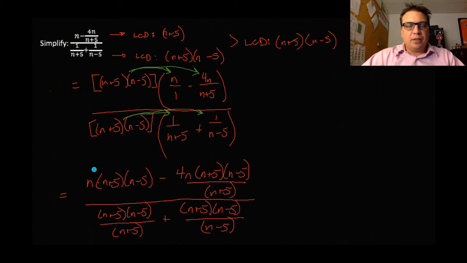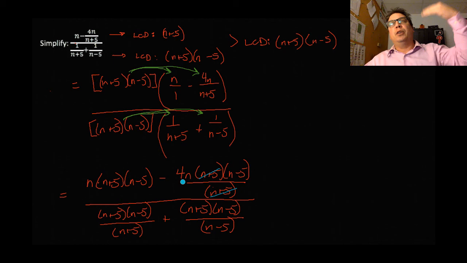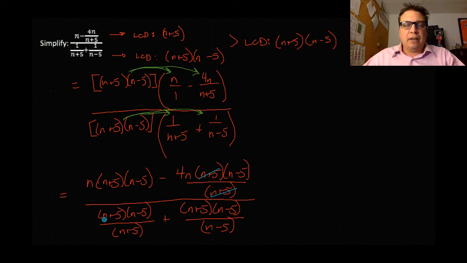So here, there's no common factor, numerator, denominator. But here, you can see that we have an n plus 5 and an n plus 5, which then means I no longer have a denominator in the numerator. Down here, I've got an n plus 5 and an n plus 5. Here, I've got an n minus 5 and an n minus 5. So now I no longer have a denominator in the denominator.